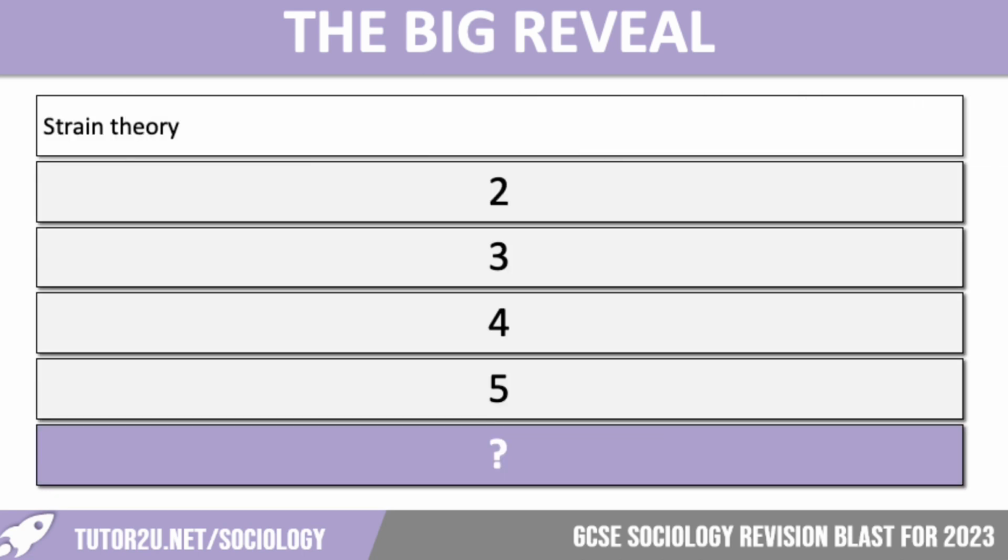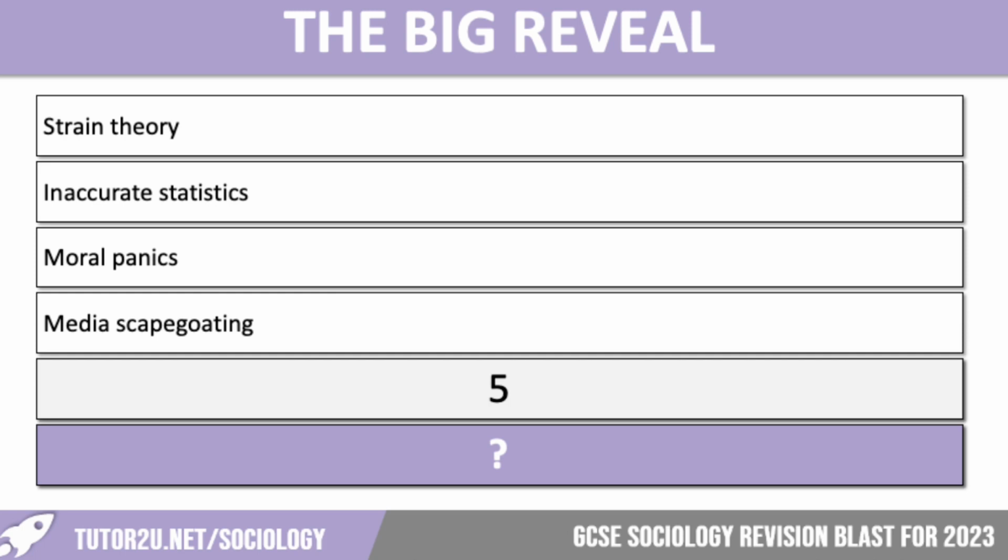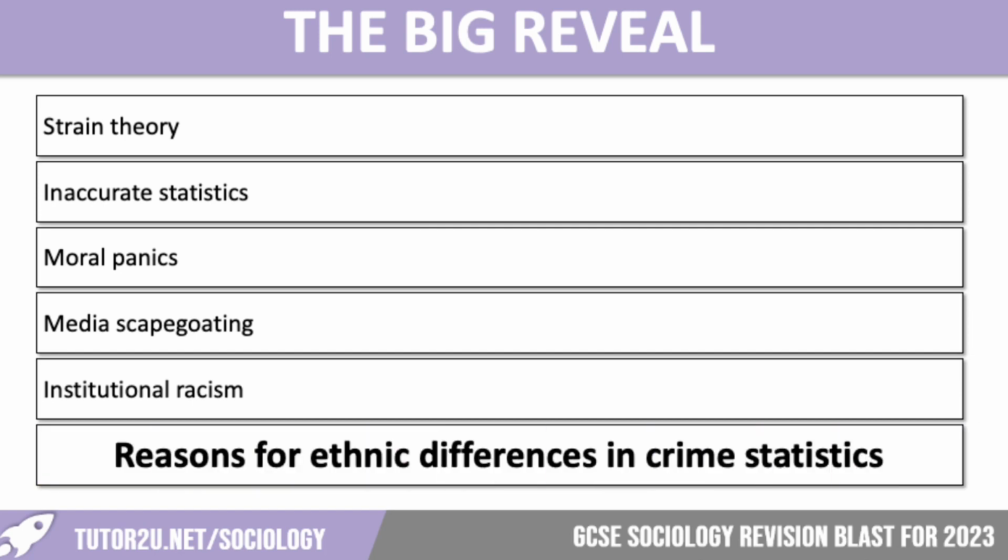Number 1, strain theory. Number 2 is inaccurate statistics. Number 3, moral panics. Number 4, media scapegoating. Number 5, institutional racism. Again, hopefully these are all terms that we are familiar with. If we're not really sure of 1 or 2 of them, then go away and have a look in the glossary. Let's have a look. Reasons for ethnic differences in crime statistics. Right, let's do our last one.